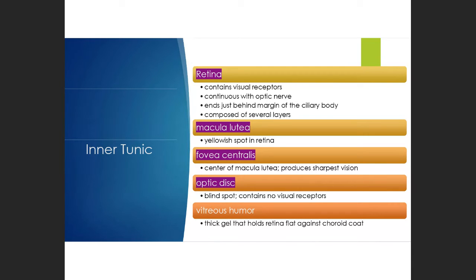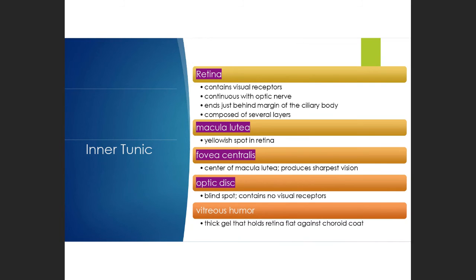And then there's the macula lutea, which is a yellowish spot in the retina. Macula means spot, and lutea means yellow. In the center of the macula lutea is the fovea centralis, where we have the highest concentration of photoreceptors, especially cones. The optic disc is the blind spot that we talked about.